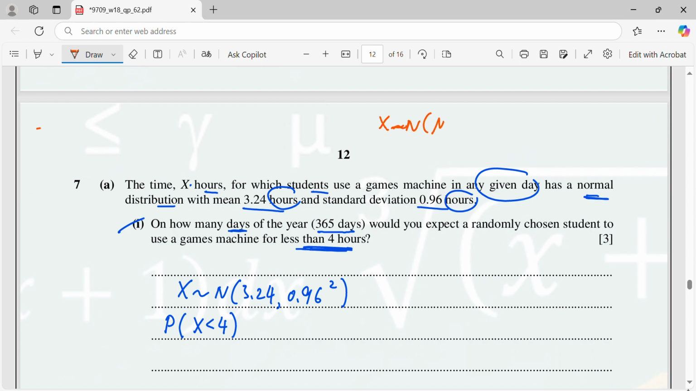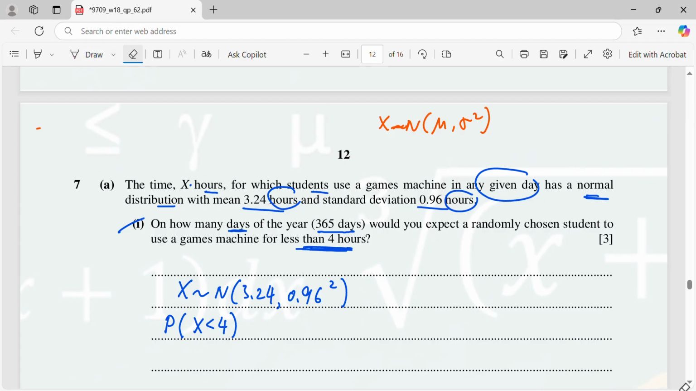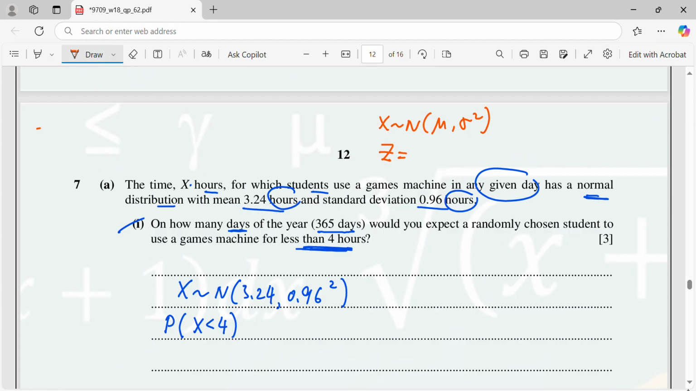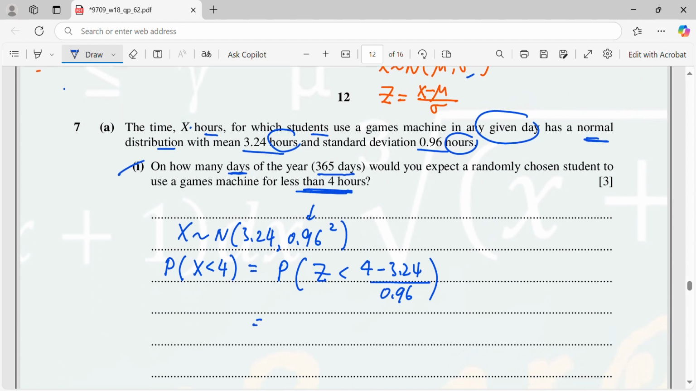X is normally distributed with mean mu and variance sigma squared. When we need to count the probability, we need to standardize it to get the Z. So it will be (x minus mu) over sigma. Alright, so from here, I need to standardize it. Therefore, it is 4 minus 3.24 because that is our mu. Then the sigma is just 0.96. And from here, you will be getting P(Z < 0.792).